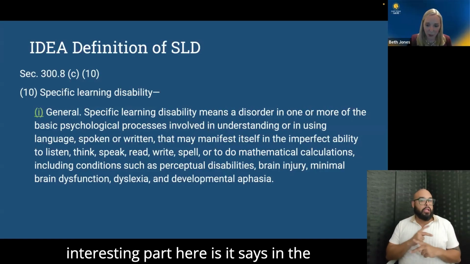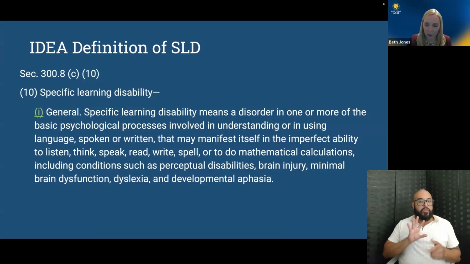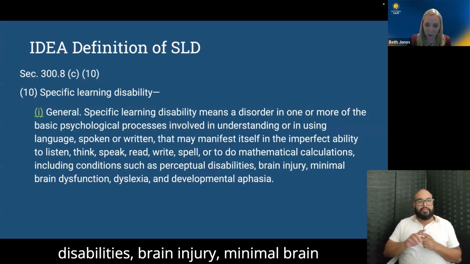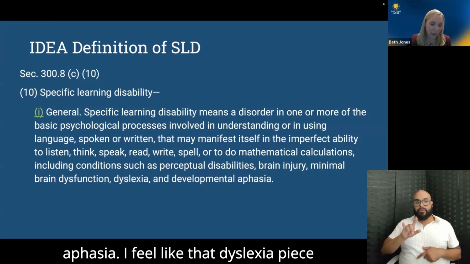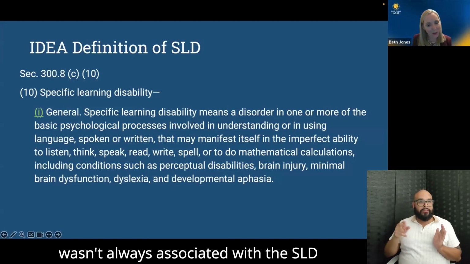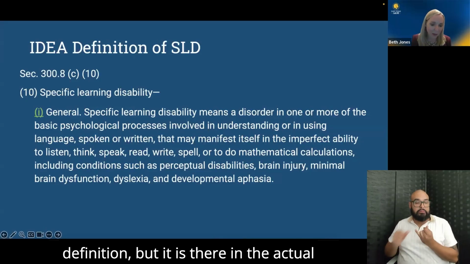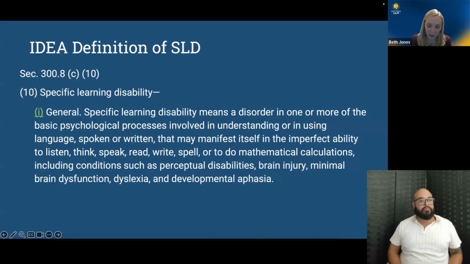The interesting part here is it says in the definition that this includes conditions such as perceptual disabilities, brain injury, minimal brain dysfunction, dyslexia, and developmental aphasia. I feel like that dyslexia piece sometimes wasn't always associated with the SLD definition, but it is there in the actual IDEA definition of SLD.